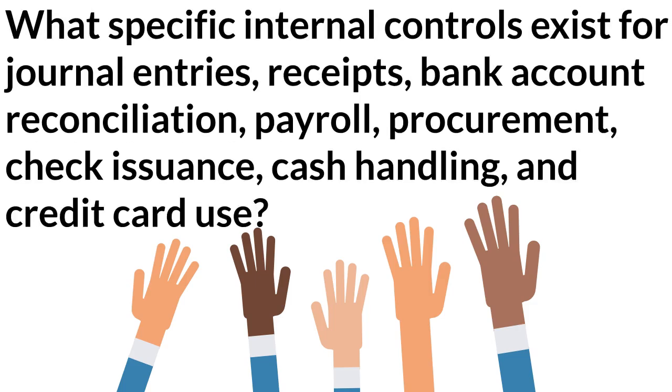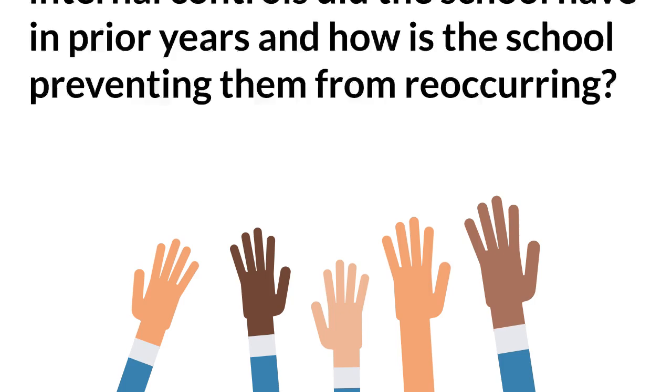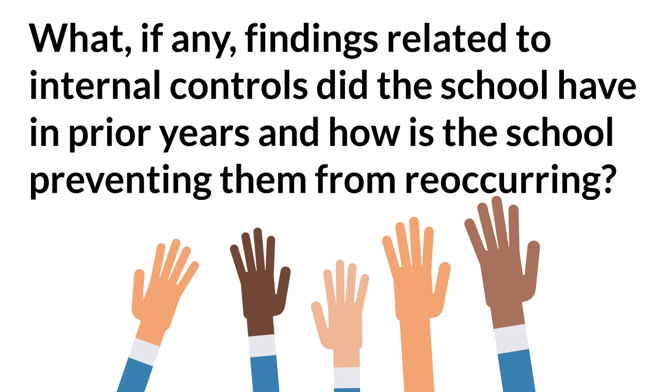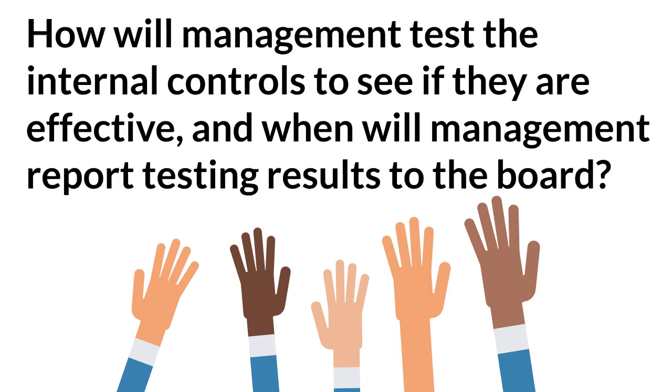What specific internal controls exist for journal entries, receipts, bank account reconciliation, payroll, procurement, check issuance, cash handling, and credit card use? What, if any, findings related to internal controls did the school have in prior years, and how is the school preventing them from reoccurring? How will management test the internal controls to see if they are effective? And when will management report testing results to the board?